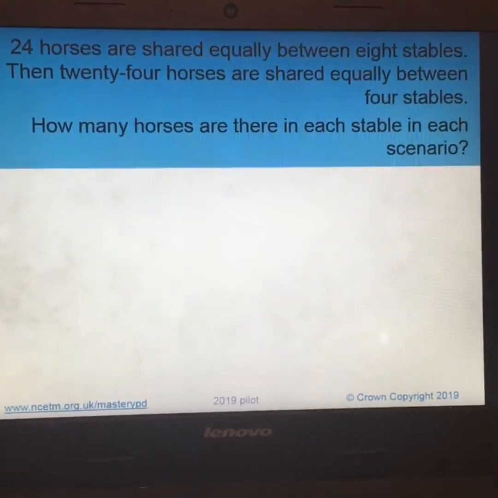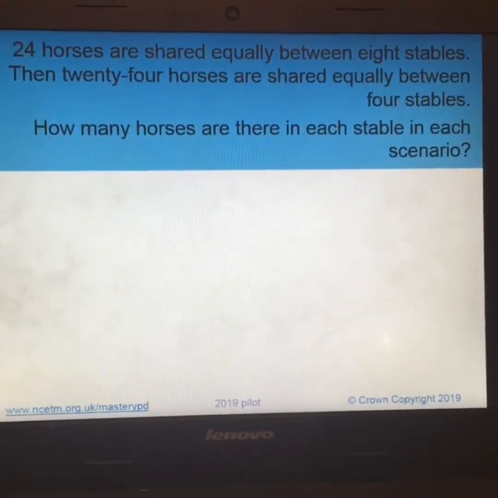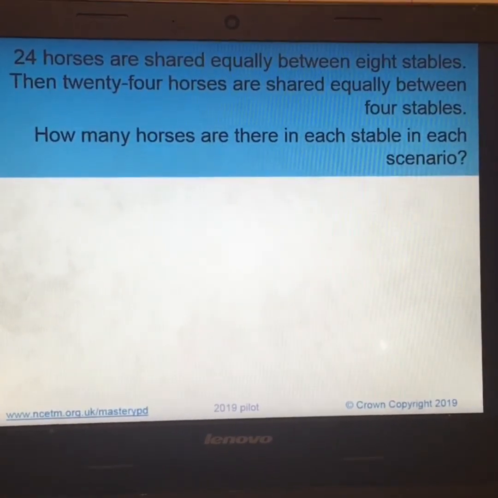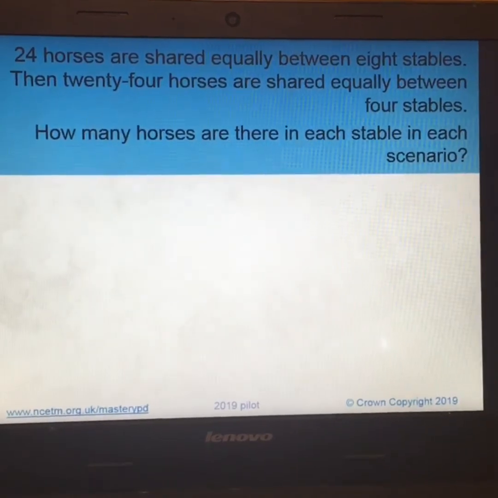Next one. Pause the video. Have a go. Hopefully you find this nice and easy to see this relationship and then check it with your times tables afterwards.